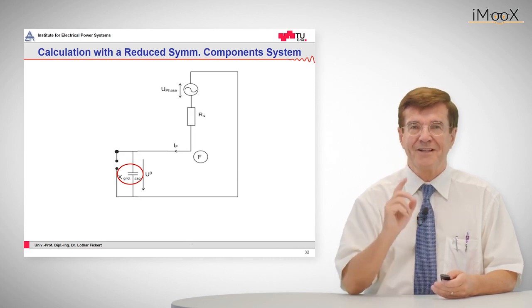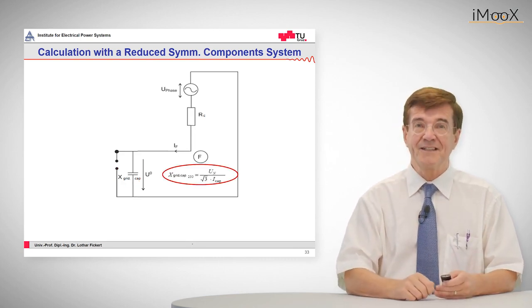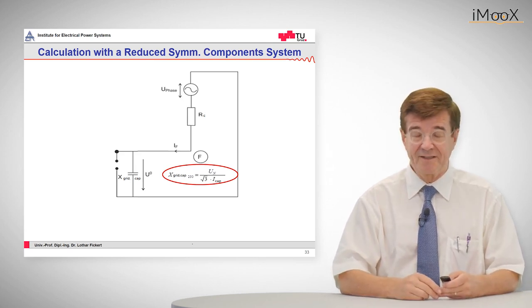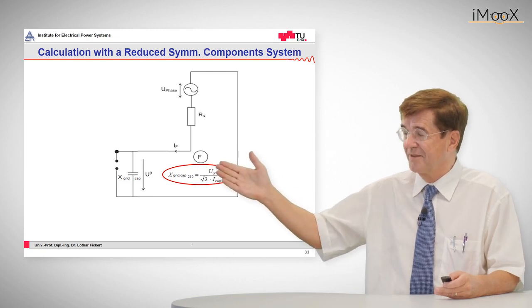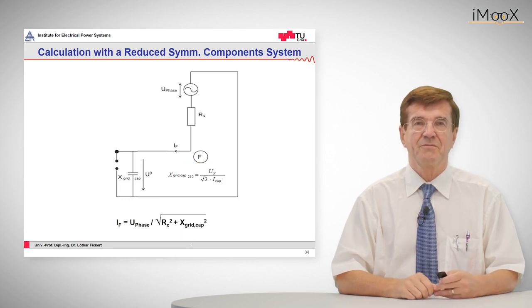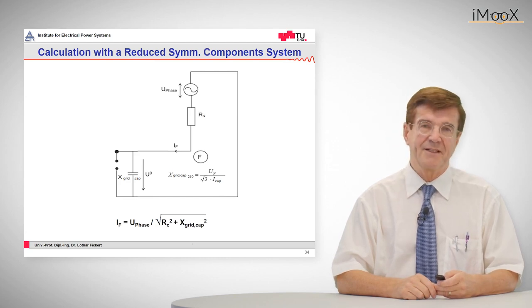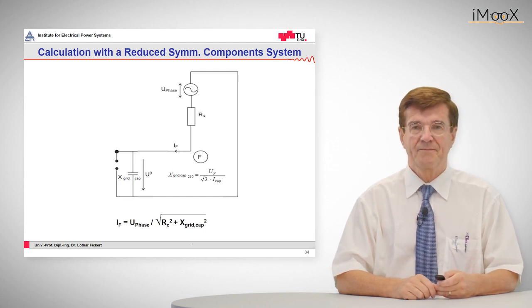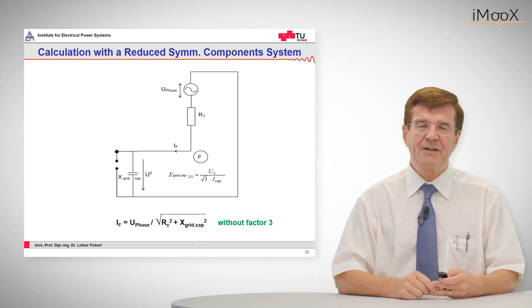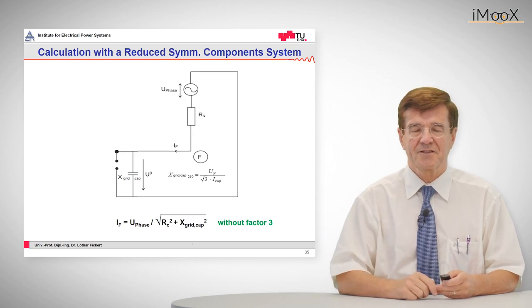And the good news is we know the answer, because we know that this current is just the capacitive ground fault current. So this reactance is given by the formulas, as you can see to my right side. And then the current is just given by the geometrical sum of these two, that is the resistive and the reactive component. So this is a formula without any factor of 3, which some of you may attribute to the symmetrical component system. It's a very clear and straight approach.